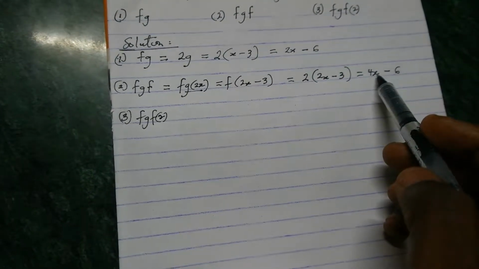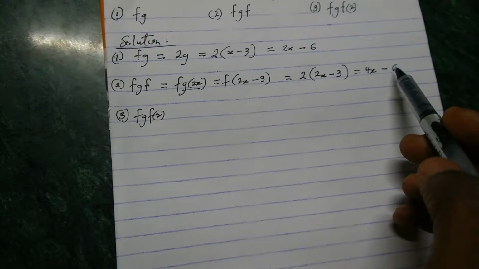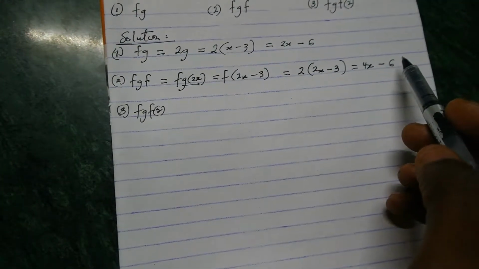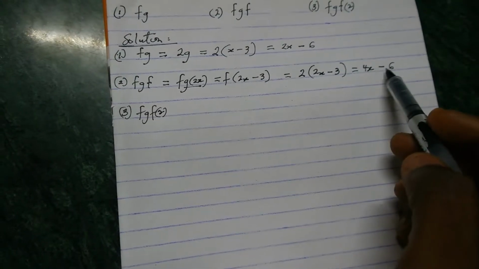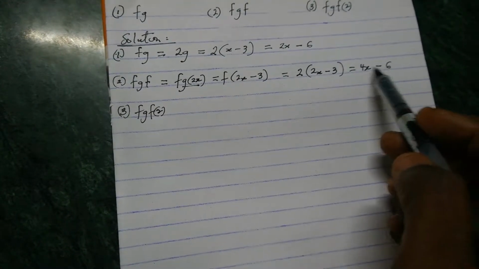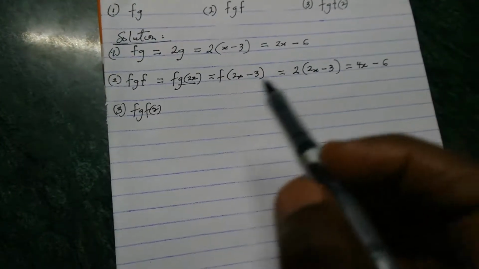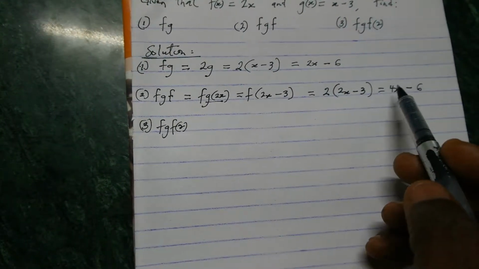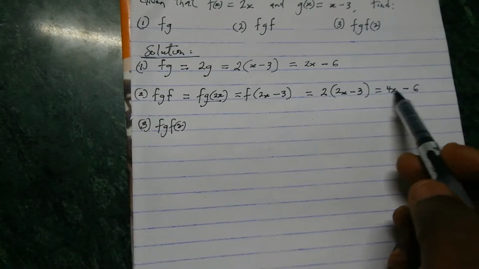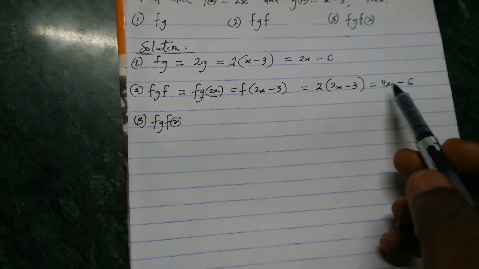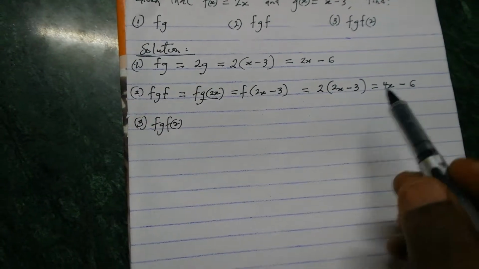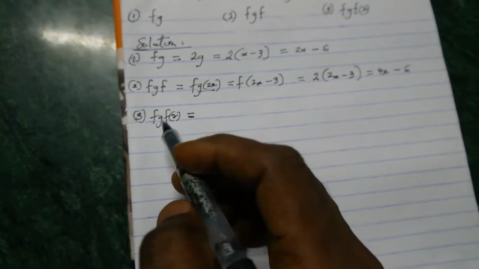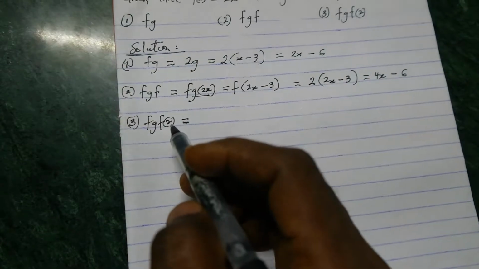So that we have 4 times 2, 8. 8 minus 6, that will give us 2. So our final answer there will be 2, if you are to use the answer here directly. However, if you don't want to use the function we have here, you can still do it this way. So we have f of g of f of 2.